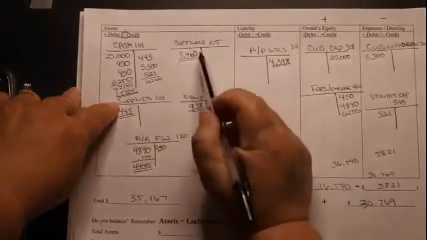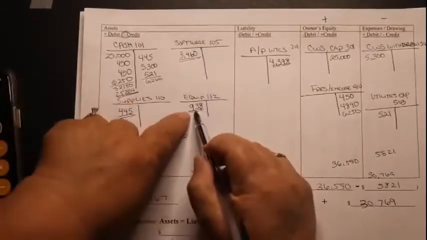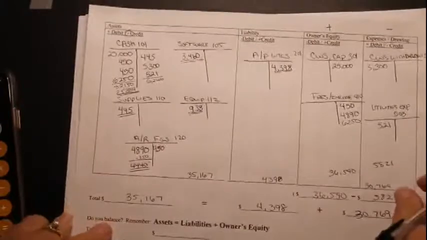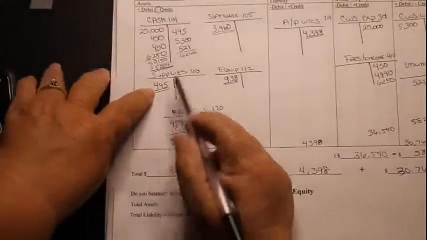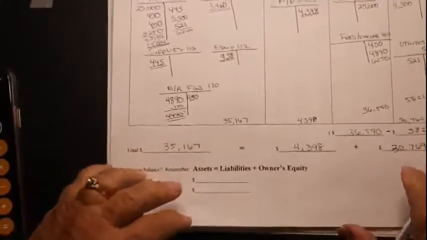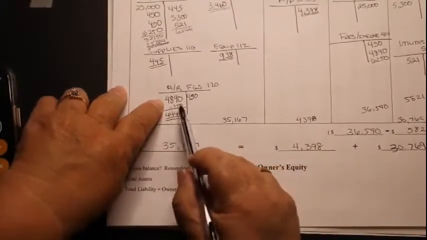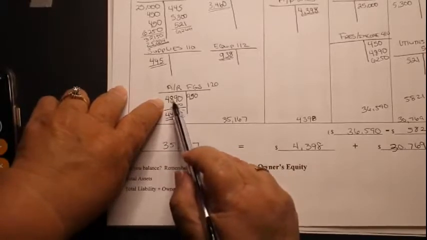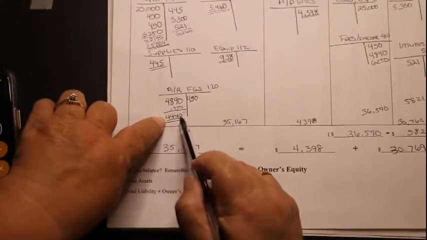And then the same thing with the software, $3,460. The equipment, $938. The supplies, $445, and then the accounts receivable, I took that $450 and I subtracted it from that $4,890, and I got $4,440.